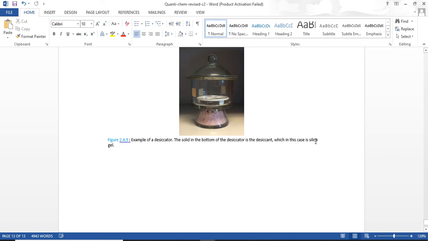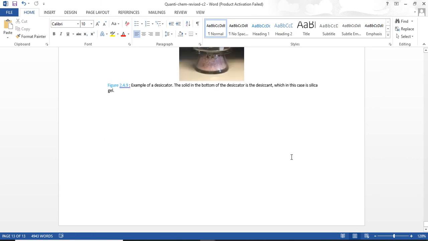You have here an example of your desiccator. The solid at the bottom of your desiccator is your desiccant, which in this case is silica gel. Okay, so that includes our chapter 2, and you will be seeing more sa chapter 3, and so on and so forth. Thank you, and God bless.